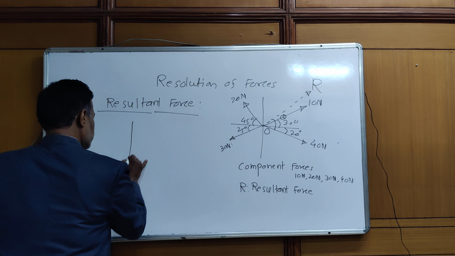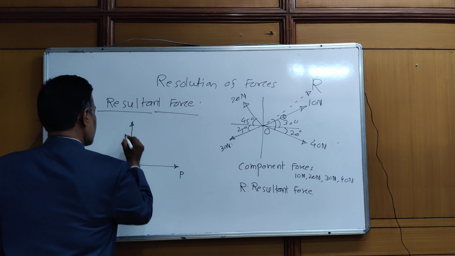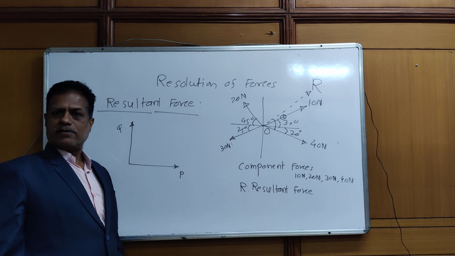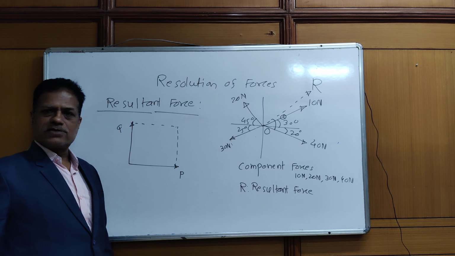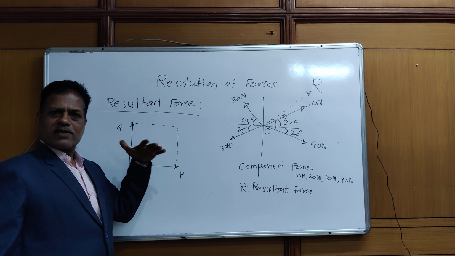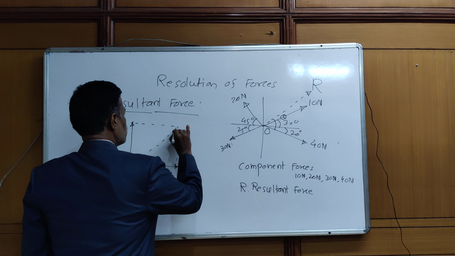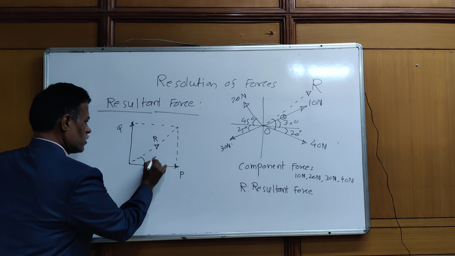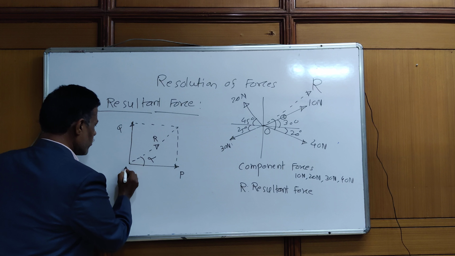Now, as you know, in the parallelogram law of forces, we have seen that two forces, say P and Q, acting at a point, are represented in magnitude and direction by the adjacent sides of a parallelogram. So here the forces are forming the sides of the parallelogram, and the diagonal here represents the resultant of P and Q. P and Q are acting away from O.